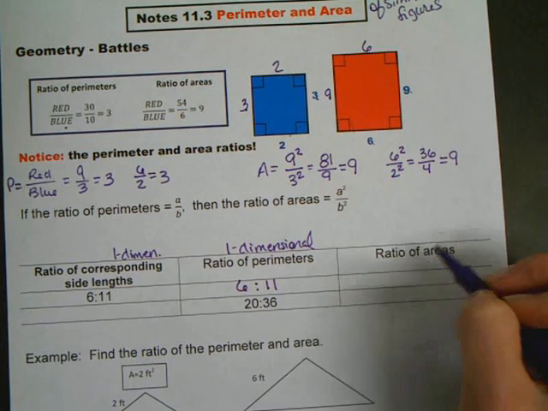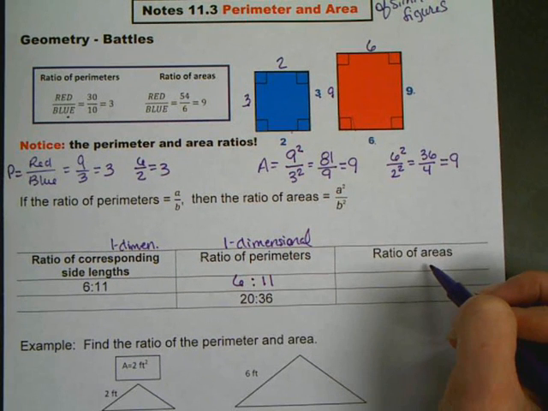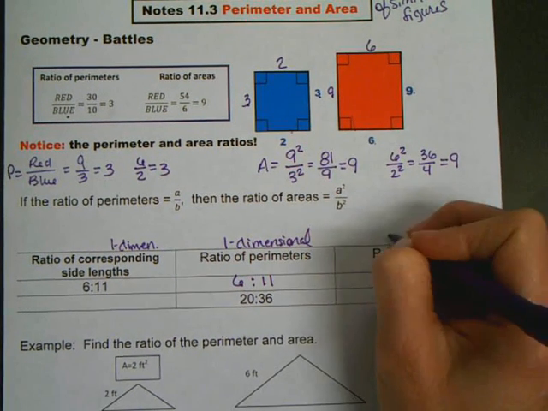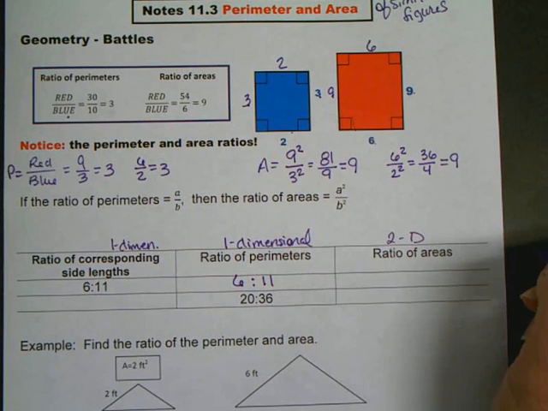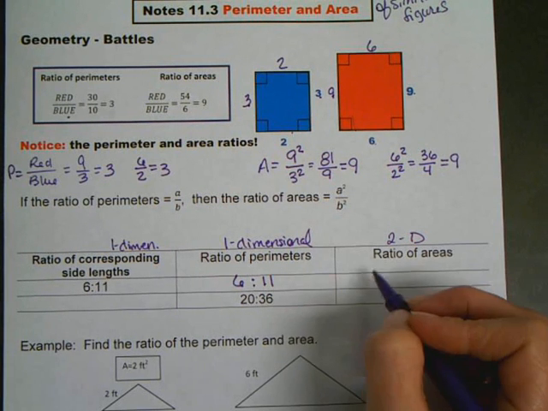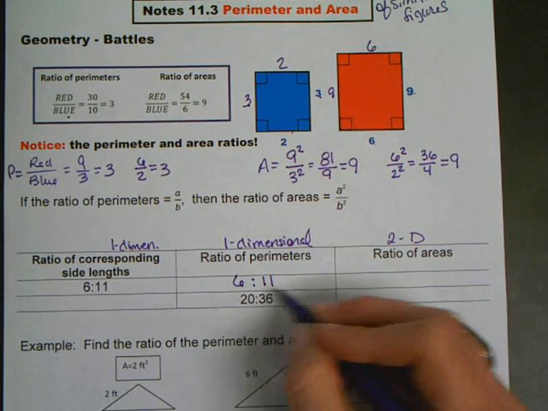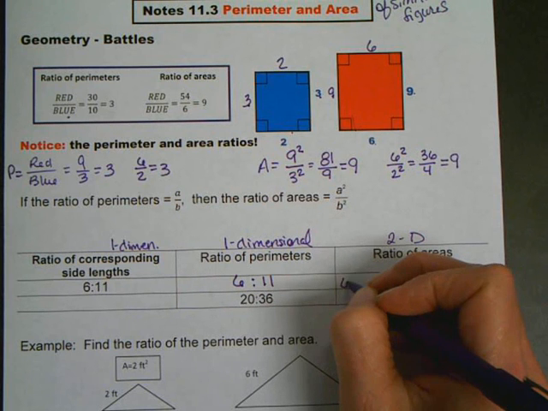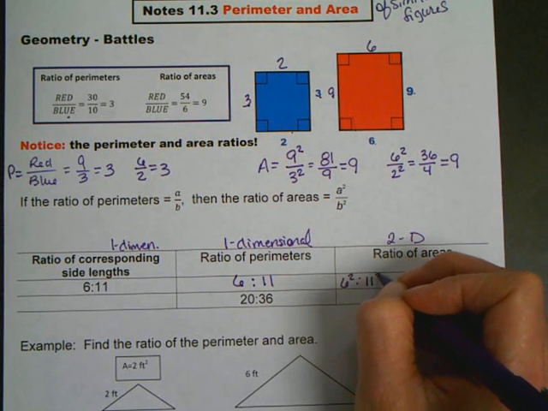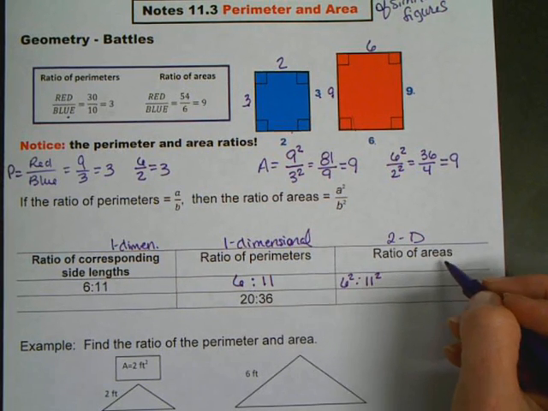However, it's two-dimensional, so let's write that down: 2D, 2-dimensional. So what we're going to do is square the 6 and the 11: 6 squared to 11 squared. Like I said, I have no idea what the area is of these two. 6 squared is 36, and 11 squared is 121.